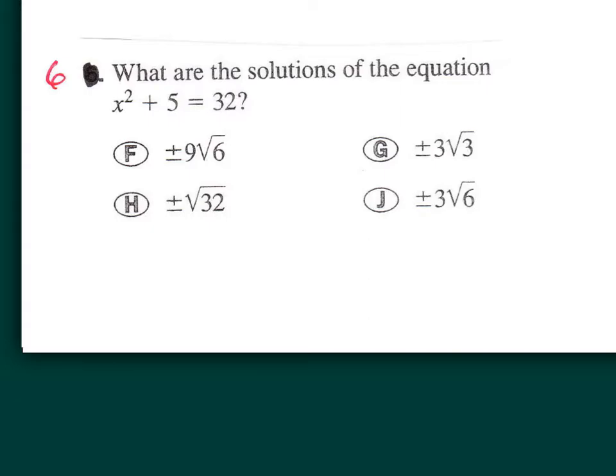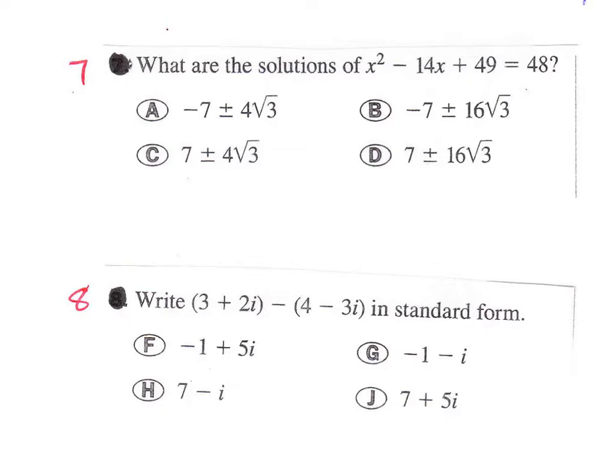That's number 6. Number 7, what are the solutions of x squared minus 14x plus 49 equals 48? Now, I believe what you want to do is move this 48 over to the other side first and set it all equal to 0. And then you've got to factor this out, solve, and see which one works. Use your notes.